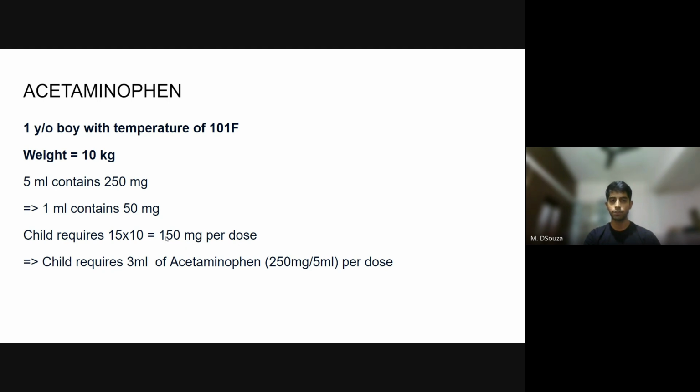So in order to give 150 mg of paracetamol, you would have to give 3 ml, because that would be 3 into your 50 mg equals 150 mg. So your order which you would write is paracetamol or acetaminophen, 250 mg per 5 ml, 3 ml SOS for temperatures greater than 100 degrees Fahrenheit.